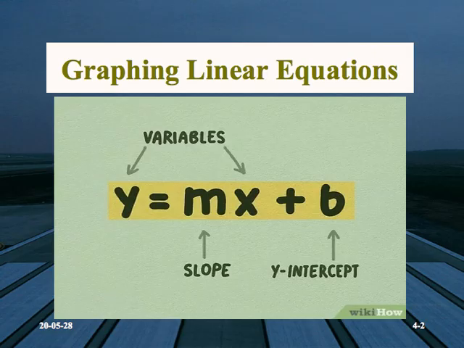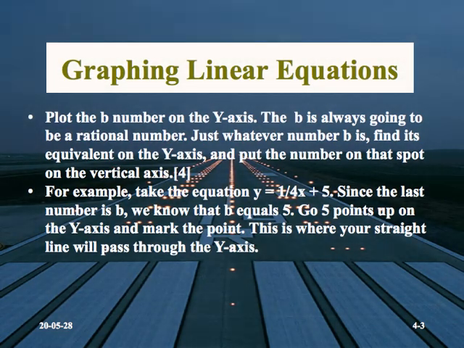This is the linear equation, y equals mx plus b. So you plot the b number on the y-axis. The b is always going to be a rational number. Just whatever number b is, find its equivalent on the y-axis and put the number on that spot on the vertical axis. For example, take the equation y equals 1/4 x plus 5.